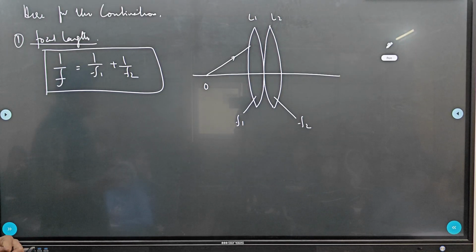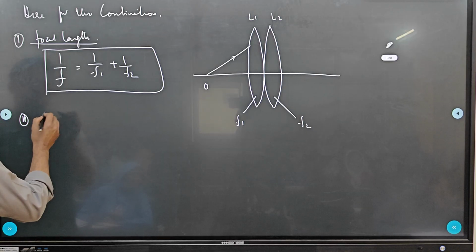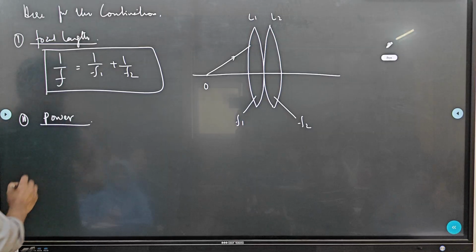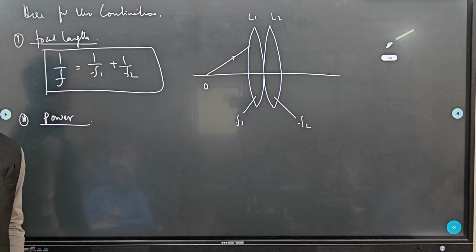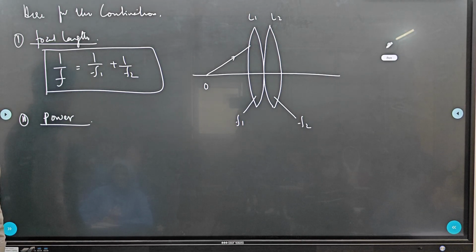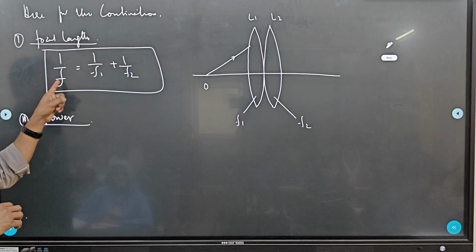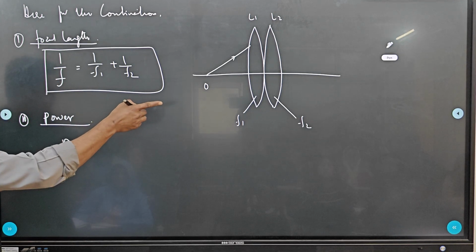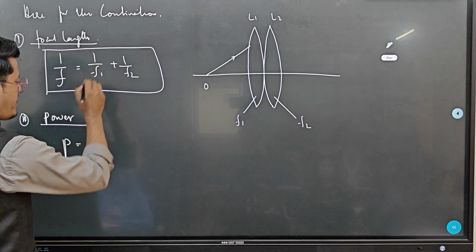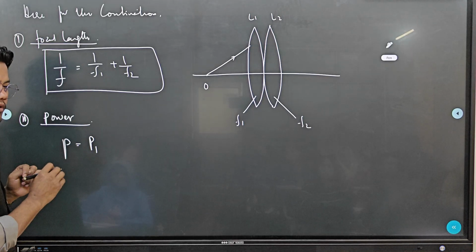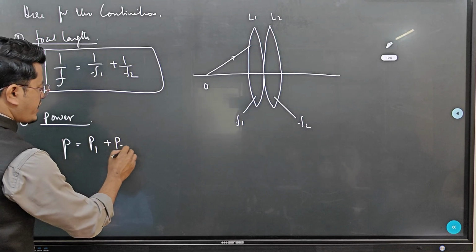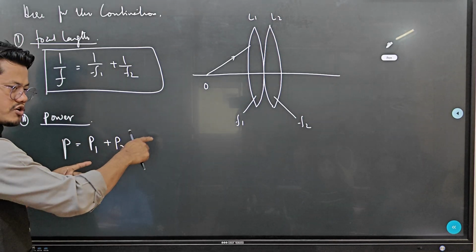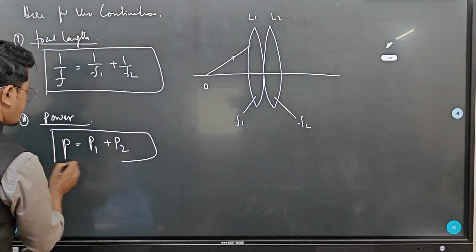Got it? Now number 2, if the question asks you to find the power of the entire combination, then in terms of power, we know very well that power is the reciprocal of focal length. Here f is the focal length of the entire system, so 1 by f will give you the power of the system, right? P is equal to 1 by f1 plus 1 by f2. In place of 1 by f1, can I write p1? 1 by f2, can I write p2? If I combine n number of lenses, then P is p1 plus p2 plus dot dot dot pn. Got it? This is in terms of power.